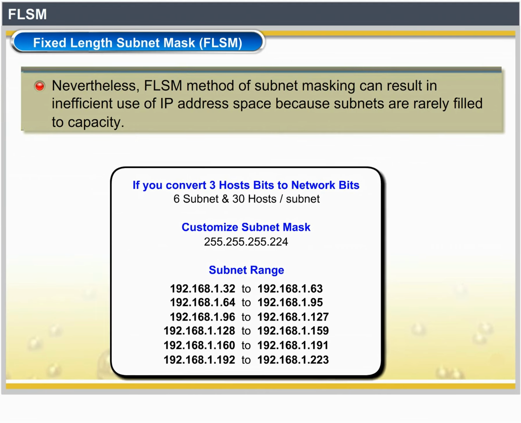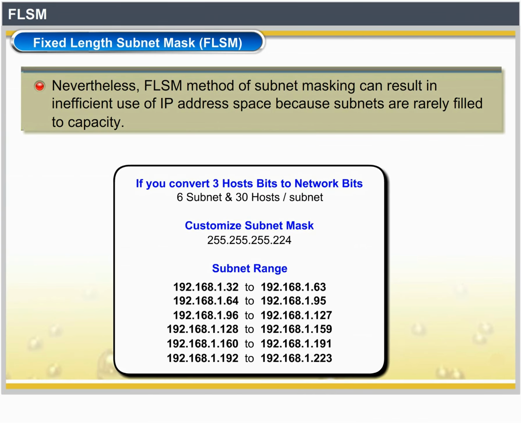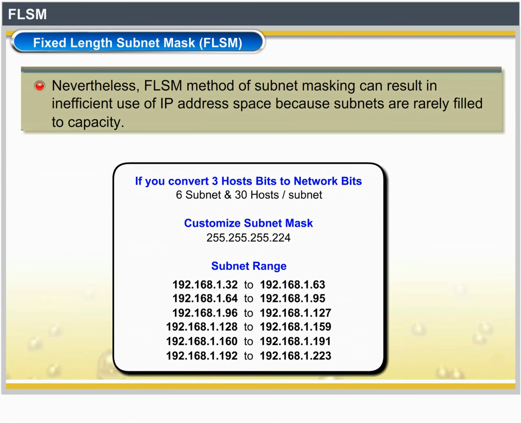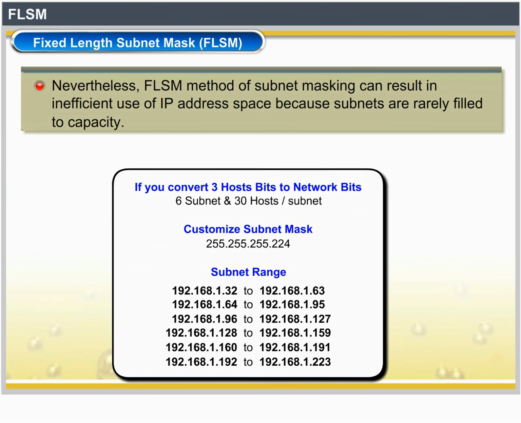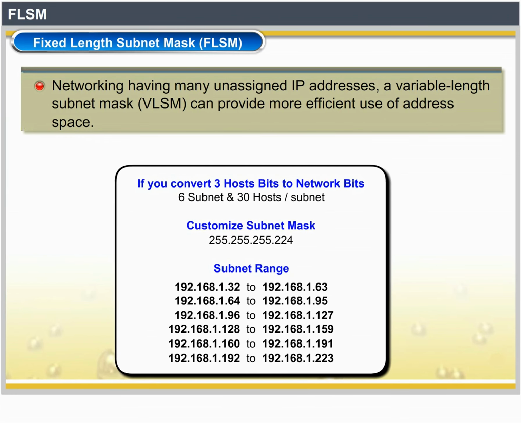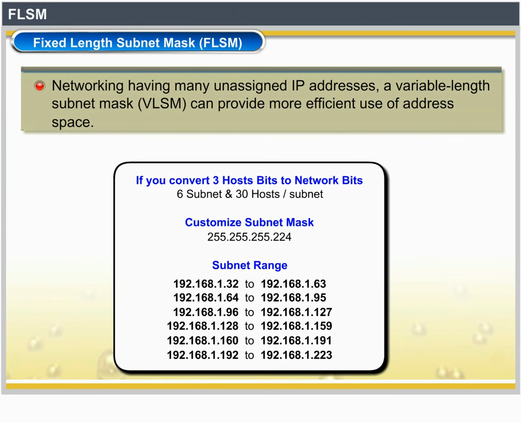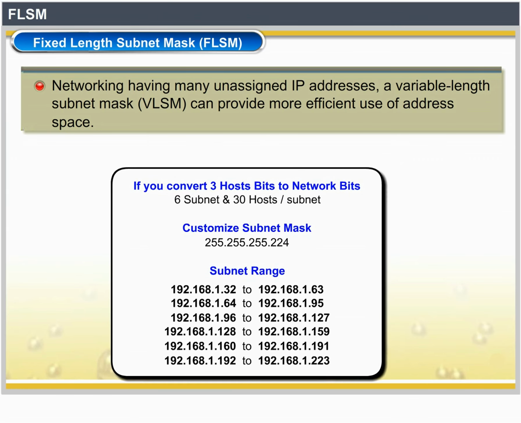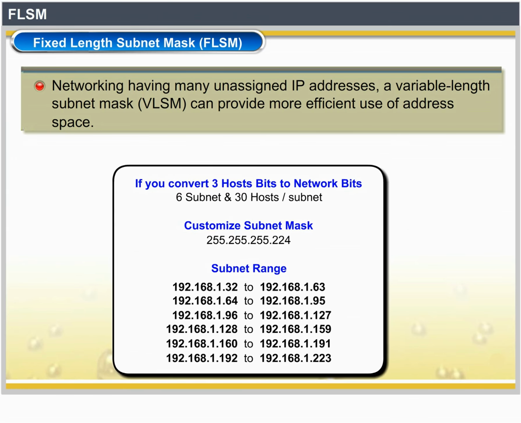Nevertheless, this method of subnet masking can result in inefficient use of IP address space because subnets are rarely filled to capacity. In networks having many unassigned IP addresses, a variable length subnet mask, or VLSM, can provide more efficient use of address space.